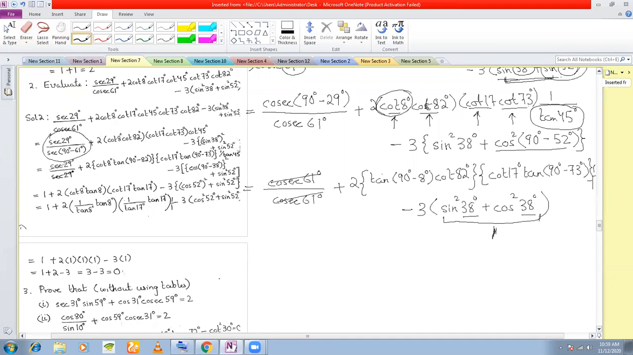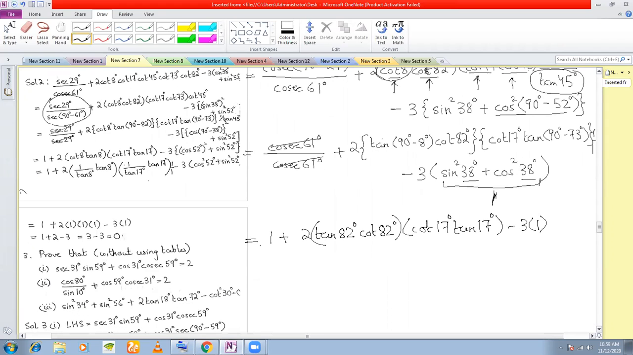So in the next step, we see cosec 61 cancel to give you 1 plus. Now the next is here tan 90 degree minus 8 degree is tan 82 degree, cot 82 degree. This is cot 17 degree. And this is tan 90 minus 73 is again 17. Minus 3 sine square, as I told you, sine square 38 plus cos square 38 is 1, because sine square theta plus cos square theta, you know, is 1.